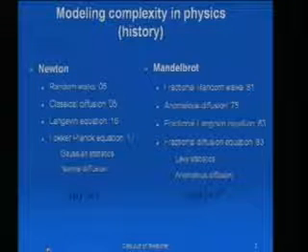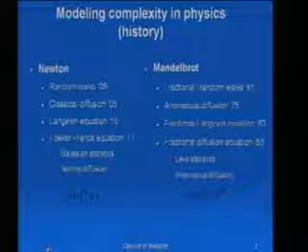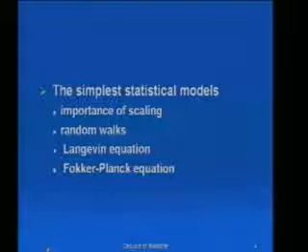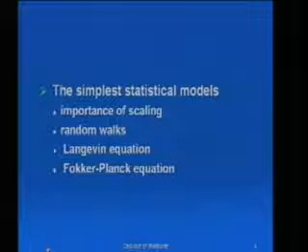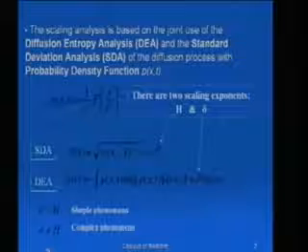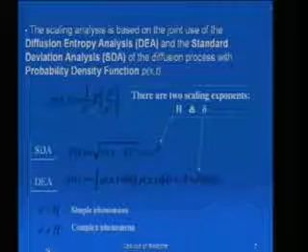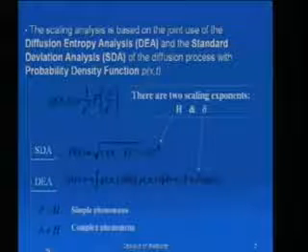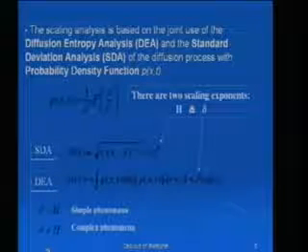So what we're going to follow is, we're actually going to do a little bit of both. We'll start with the simplest statistical models and talk about the importance of scaling, random walks, the Langevin equation, the Fokker-Planck equation. I'll go through this fairly quickly, just to remind you of what's usually done. And then I'll get into the more recent work and how that differs from what's traditionally taught. But first I want to mention the importance of scaling in these kinds of processes.